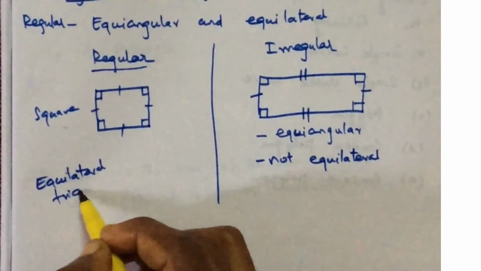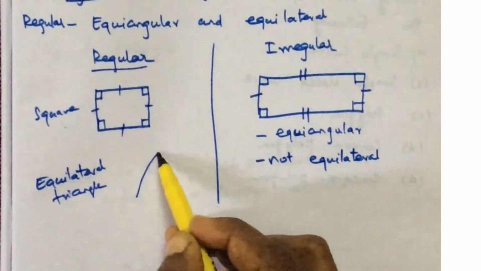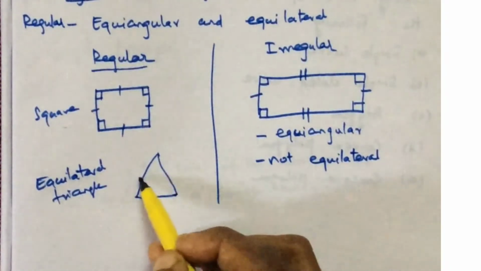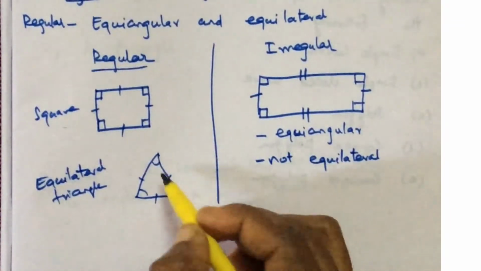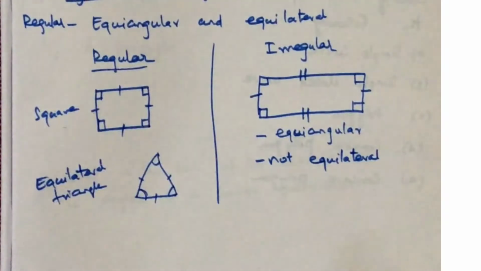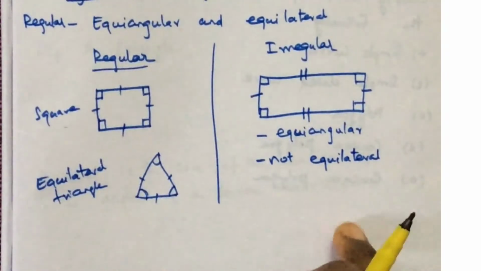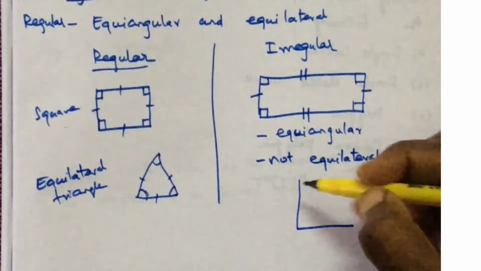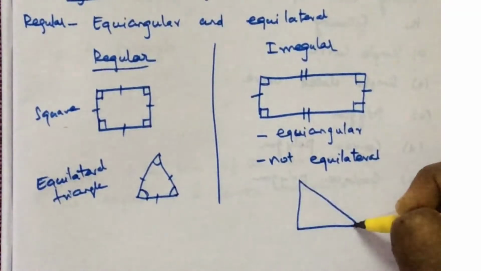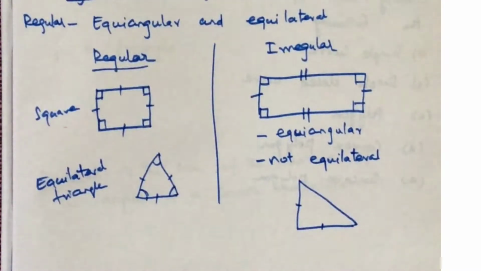In an equilateral triangle, all the three sides are equal, and the angle is 60 degrees, 60, 60, 60. So this is an example for a regular polygon. So what is an irregular polygon? If you take an isosceles triangle like this, in an isosceles triangle you can say this side and this side are equal, any two sides are equal.